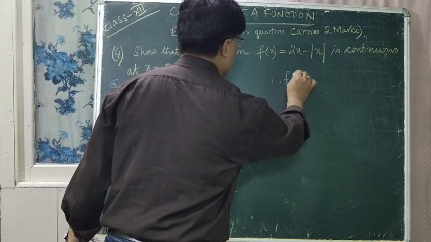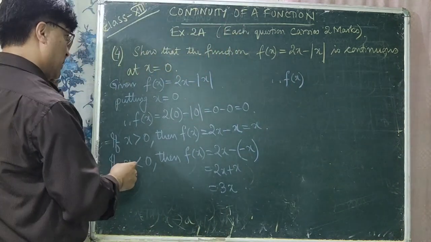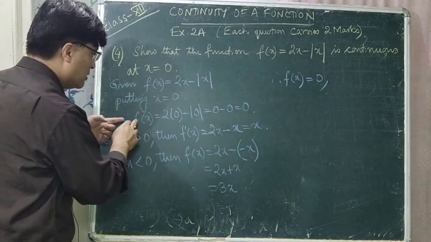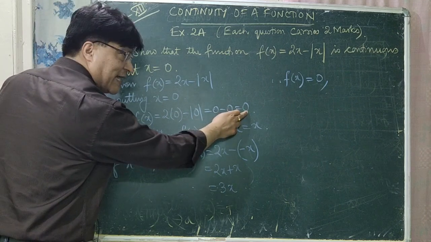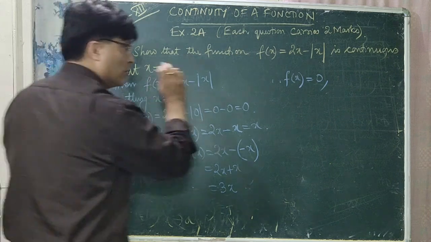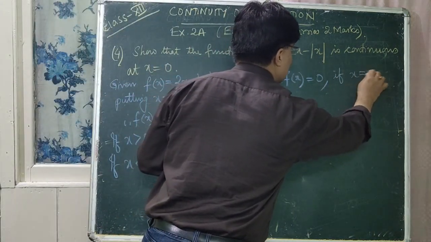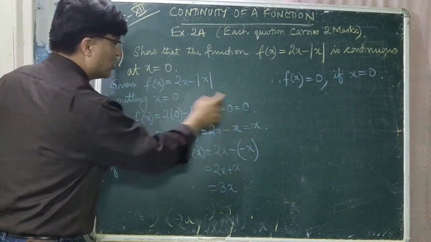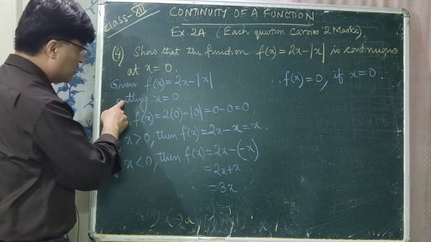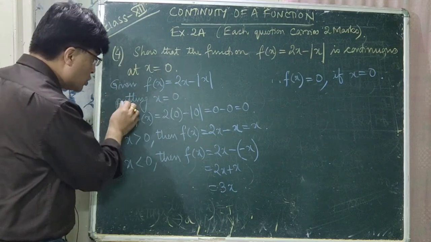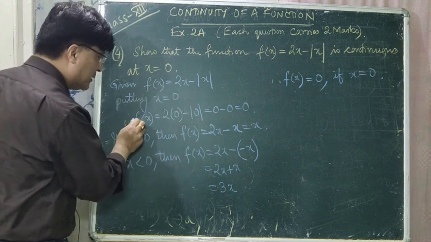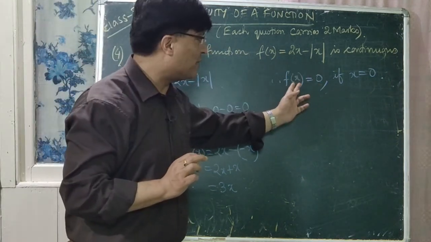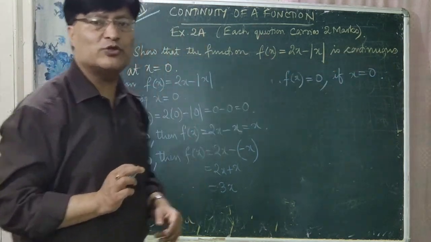Therefore, you can write here f of x. That is f of x exactly equal to 0. What is the condition? f of x will be exactly equal to 0 when x is equal to 0. Is that clear? If you put x is equal to 0, then f of x is equal to 0. So write down this one here: f of x is equal to 0 if x is exactly equal to 0.